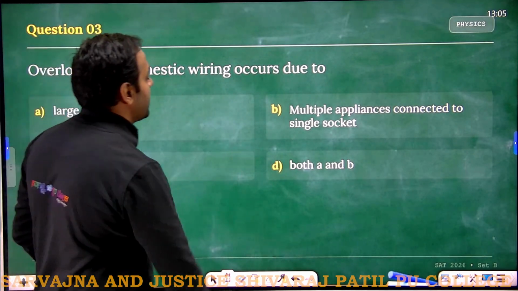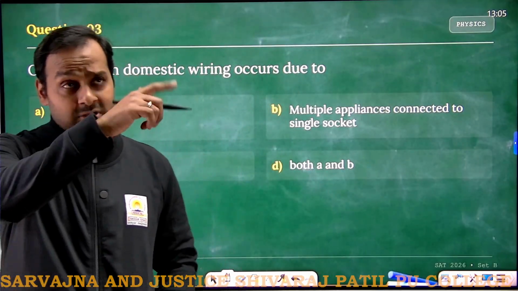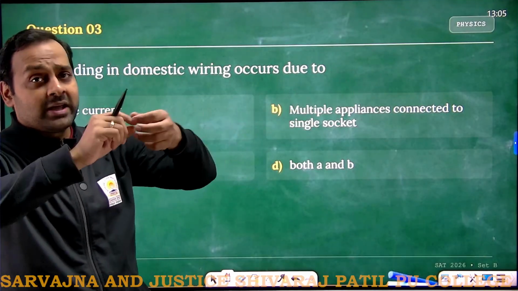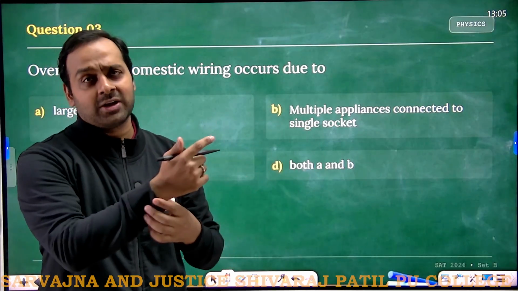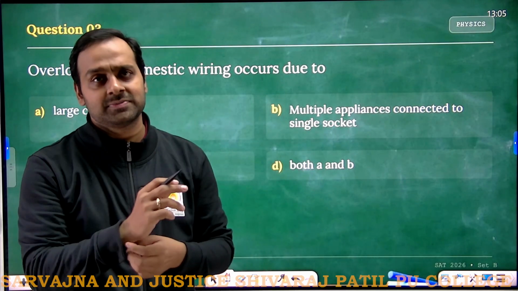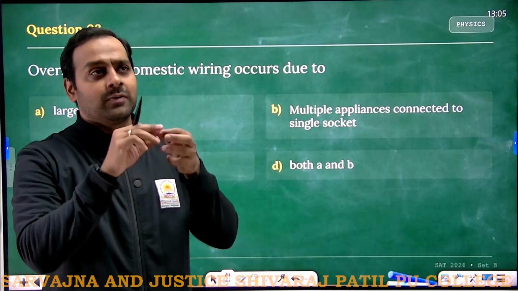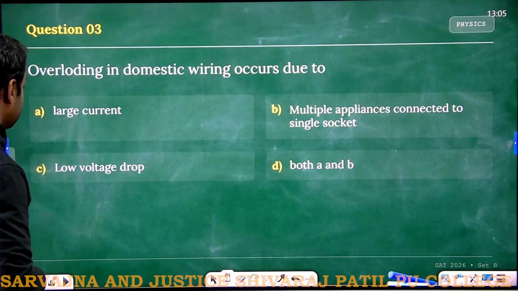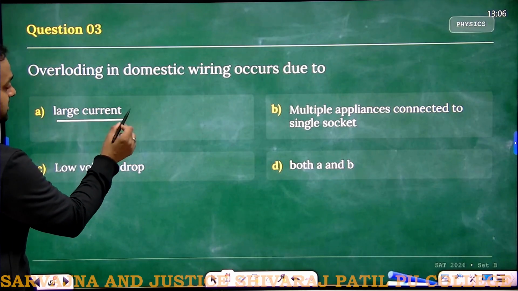overloading in domestic wiring occurs due to, okay, domestic wiring ಇಲ್ಲಿ ಮನೆಯಲ್ಲ ಕರೆಂಟ್ ಎಲ್ಲ ಹೋಗ್ತಾ ಇರುತ್ತೆ, ವೈರ್ ಅಲ್ಲಿ ಓವರ್ಲೋಡಿಂಗ್ ಯಾವಾಗ ಆಗುತ್ತೆ ಅಂದ್ರೆ ಆ ವೈರ್ ಇಂದ ಒಂದು ಕರೆಂಟ್ ರೇಟಿಂಗ್ ಇರುತ್ತೆ. ಓಕೆ, ಸೊ ಇಫ್ ಮೋರ್ ಕರೆಂಟ್ ಫ್ಲೋಸ್ ಥ್ರೂ ದಟ್, ವಾಟ್ ಹ್ಯಾಪನ್ಸ್ ಇಸ್ ದಟ್ ವೈರ್ ವಿಲ್ ಮೆಲ್ಟ್. ಓಕೆ, ಸೊ ಜಾಸ್ತಿ ಕರೆಂಟ್ ಫ್ಲೋ ಆಗೋದ್ರಿಂದ ಆ ವೈರ್ ಮೆಲ್ಟ್ ಆಗಿಬಿಡುತ್ತೆ. ಸೊ ದಿ ಕರೆಕ್ಟ್ ಆಪ್ಷನ್ ಇಸ್ ಆಪ್ಷನ್ ಎ. ವಾಟ್ ದೇ ಆರ್ ಸೇಯಿಂಗ್, large current, this is correct.